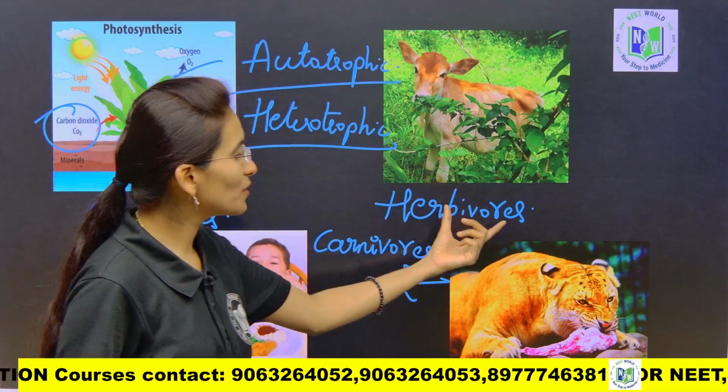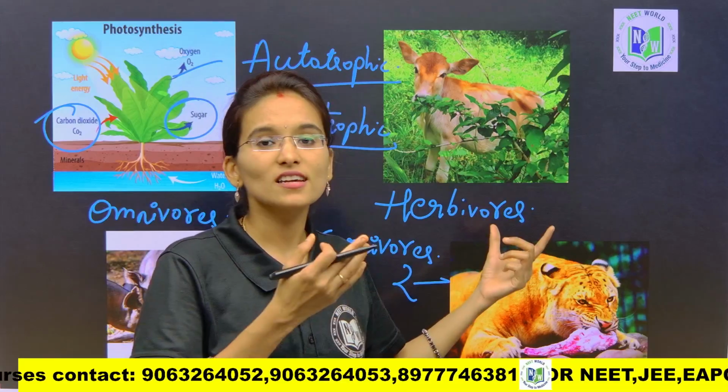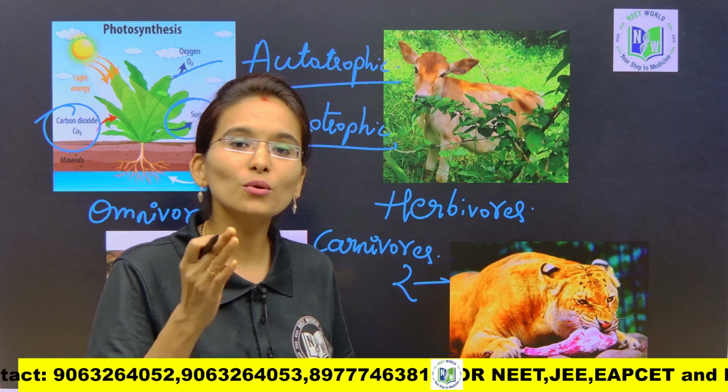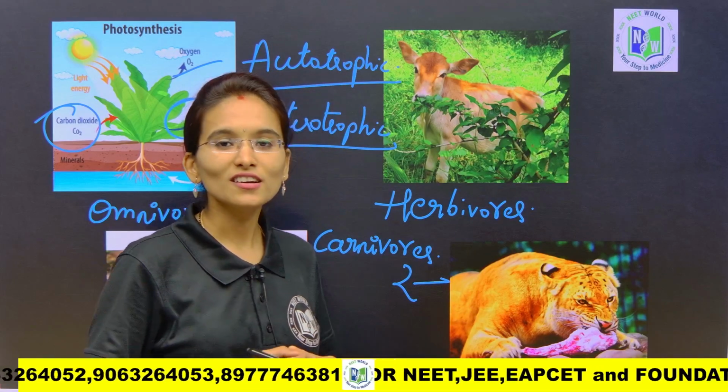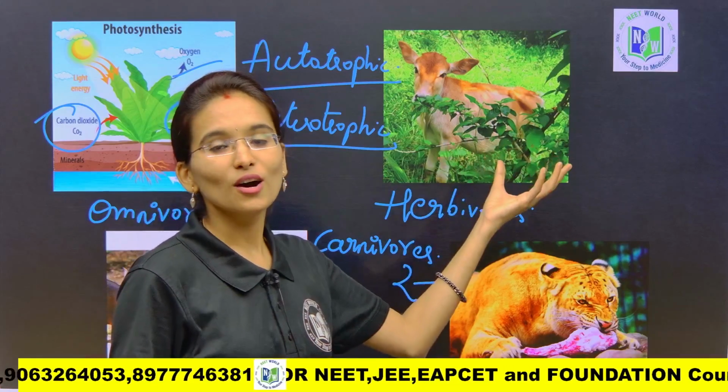And here, herbivores are the animals, or the organisms, which depend only on plants as the source of their food. So, the best examples are cow and goat.